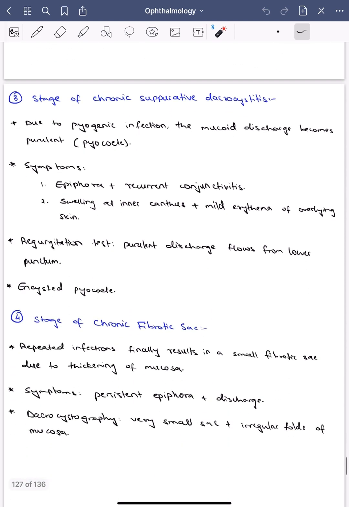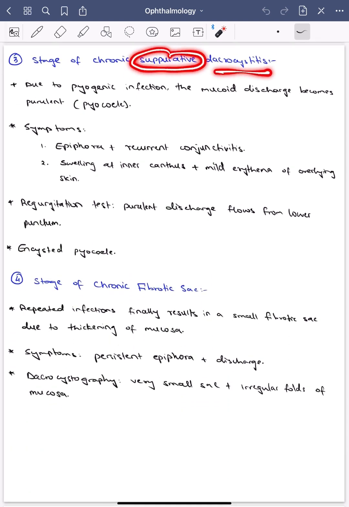Now coming to the third stage, which is the stage of chronic suppurative dacrocystitis. Okay, now due to pyogenic infection, the mucoid discharge becomes purulent. That is, the mucocele gets converted into a pyocele. Now the symptoms are epiphora and swelling. Along with this, there is recurrent conjunctivitis due to the infection. Okay, so there is swelling at the inner canthus, and because of the infective process, there is also mild erythema of the overlying skin.